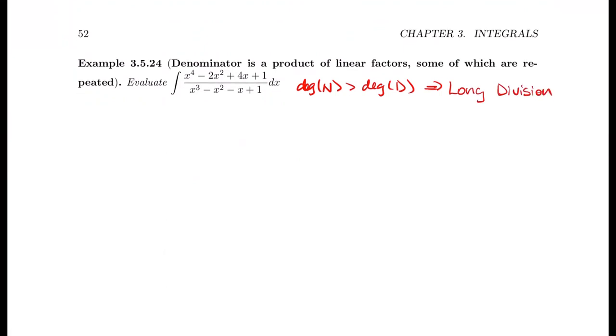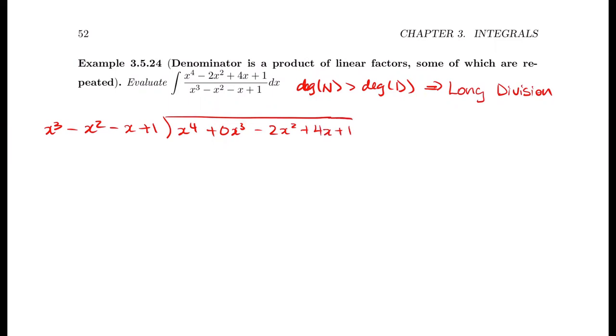So we're gonna put the terms, so we have x cubed minus x squared minus x plus 1, and we're gonna divide it by x to the 4th plus 0x cubed. So just remember to have this placeholder here, minus 2x squared plus 4x plus 1. So we applied the long division techniques that we have learned previously. So how many times does x cubed go into x to the 4th? That goes in x times. So we're going to say it goes x times.